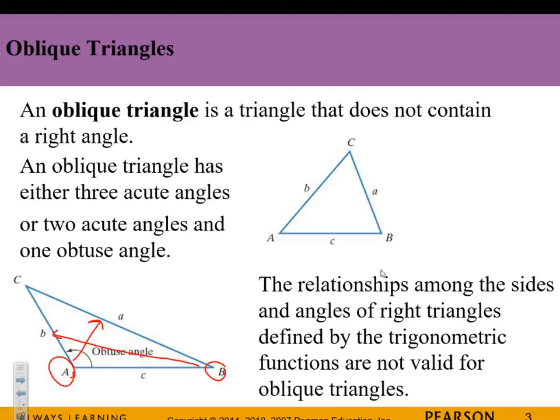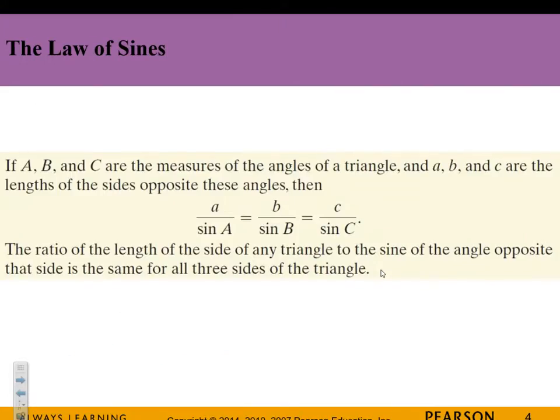I love the law of sines. It's so easy. Here's what it looks like. See the ratios? Little a over the sine of A, little b over sine B, is equal to little c over sine C.